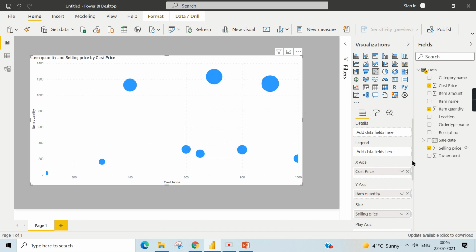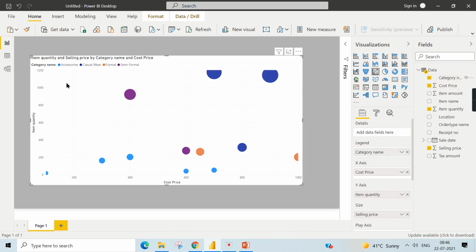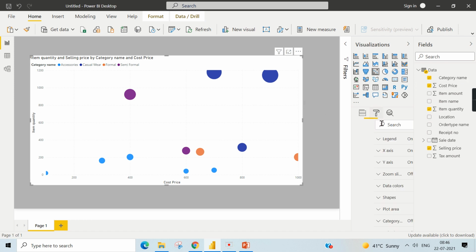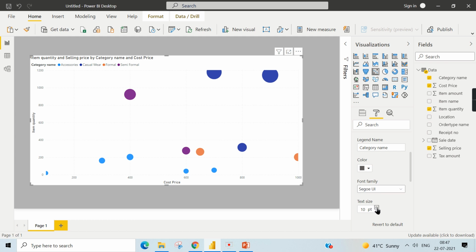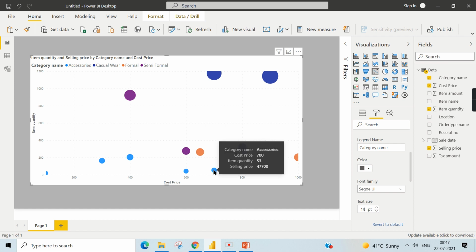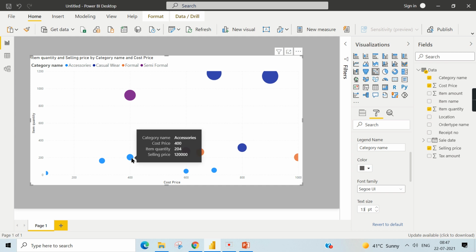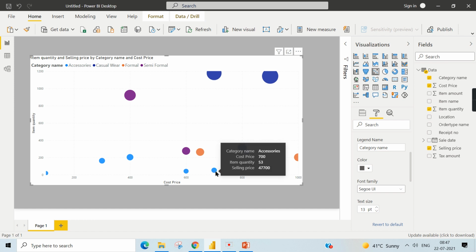Okay. Now, another important concept I want to include is the legend. Once you have a legend, based on the different categories, let me increase the legend size slightly. So, based on this legend, you can further understand it better. Like you can take the first case, accessories. Accessories is not going beyond more than 400 products, whatever may be the reason. And it is also not going beyond 700. 700 is the maximum cost price people can afford to buy accessories.